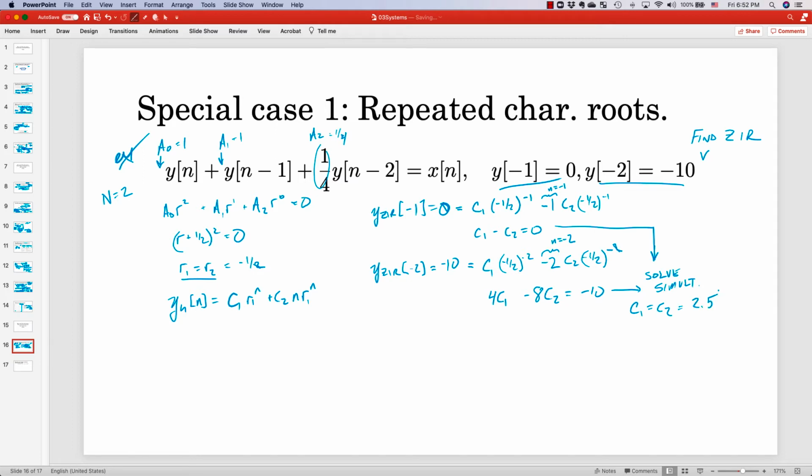So this is not always going to be, repeated roots don't always give rise to equal residues, but in this particular case, they do happen to both equal 2.5. So final answer is the ZIR as a function of n is 2.5 times the characteristic root to the n plus n times the characteristic root to the n. And all of this is valid for times greater than -2 technically, but we're really only interested in times greater than 0.